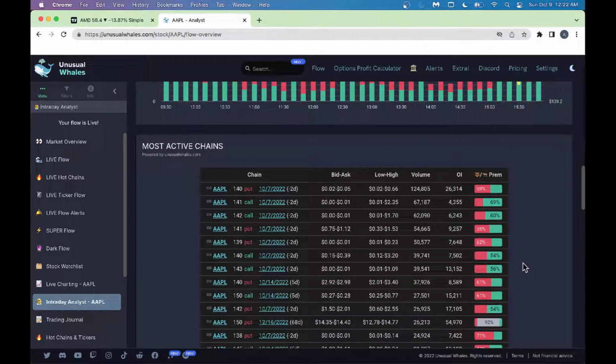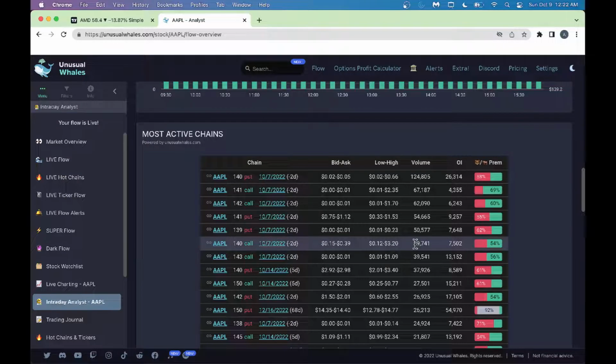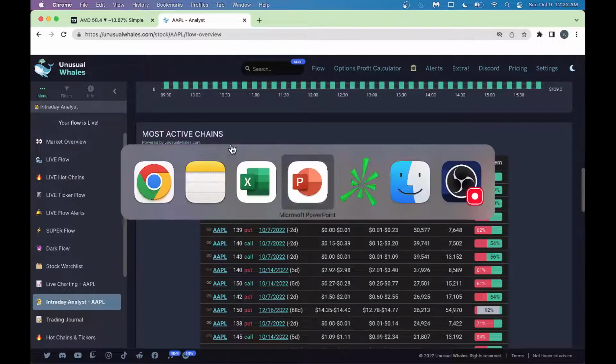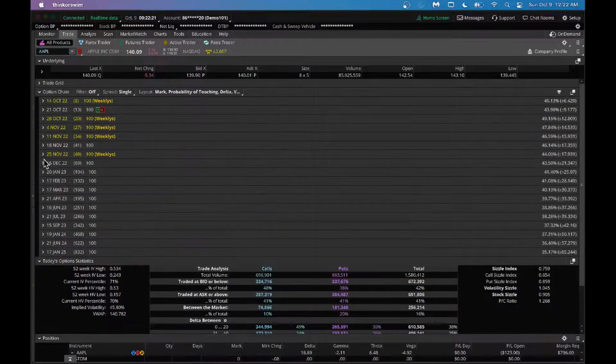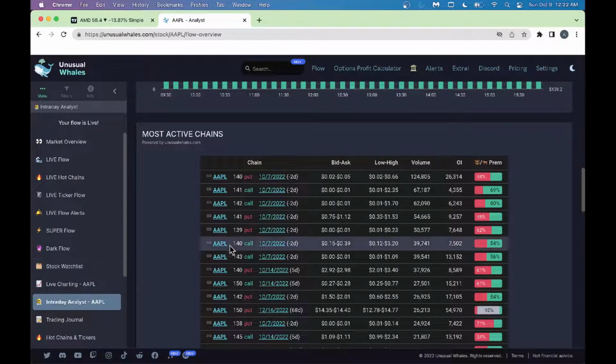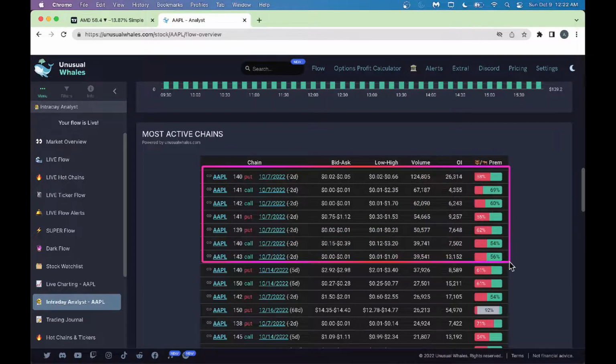All right, this is one of my favorite topics here. This is the most active chains. Many of the folks who go into any of the platforms like Thinkorswim, let me go into Thinkorswim right here. If you bring up Apple here, you don't know what to look at. Look here, we got a lot of options chains. You don't know what to open. Whereas this platform here tells you, look at the 140 put, 10.7, which has already happened. You can ignore the ones that have already happened, but you can look at the future.